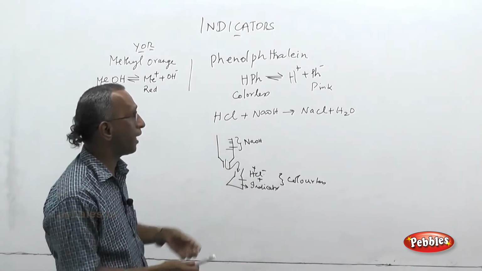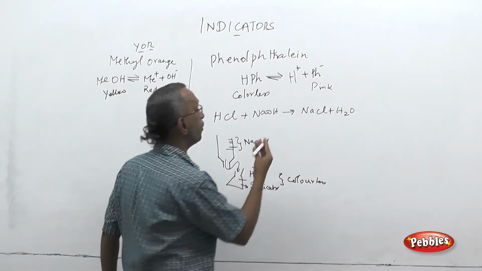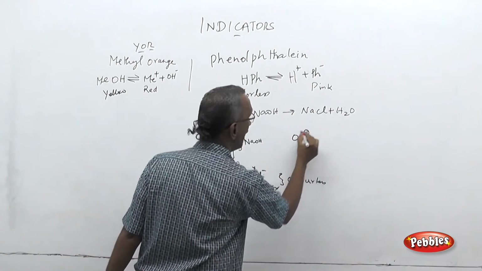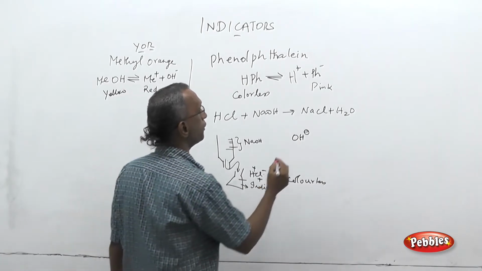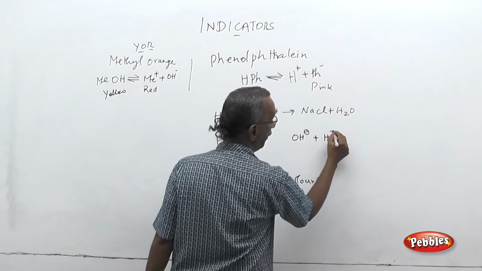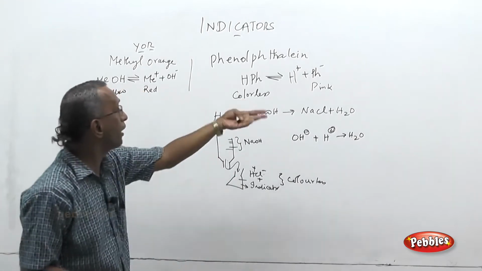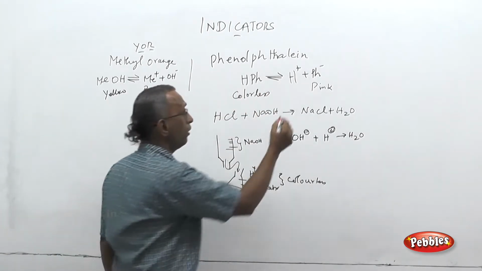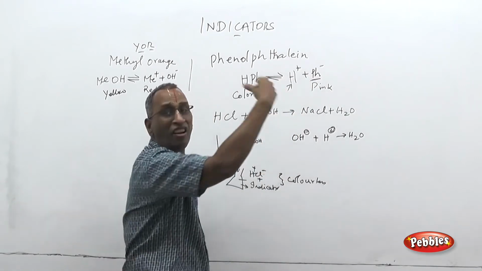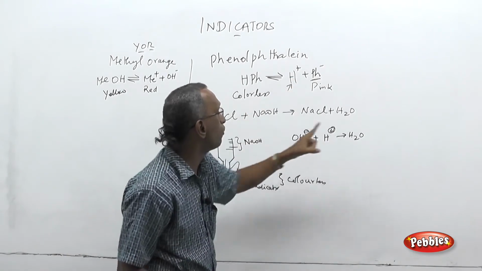From the burette, sodium hydroxide is slowly added. Sodium hydroxide is a strong base, which means it readily dissociates, forming hydroxide ions. These hydroxide ions combine with H plus, forming water. So in this setup, H plus is removed. Phenolphthalein anion is generated. So the added OH minus removes the H plus as water.